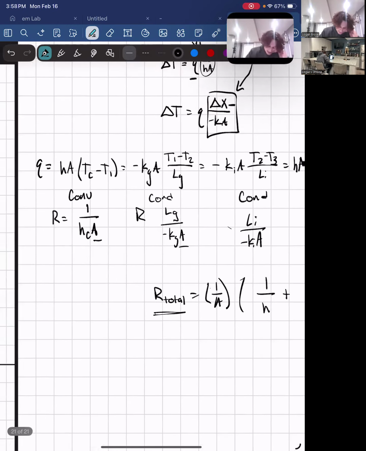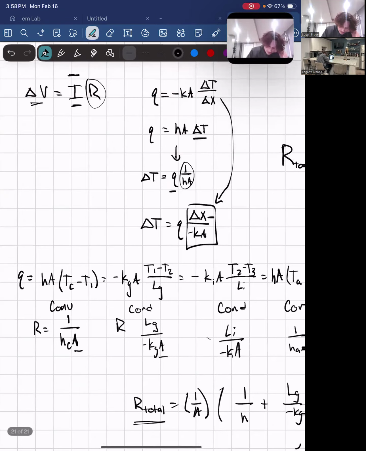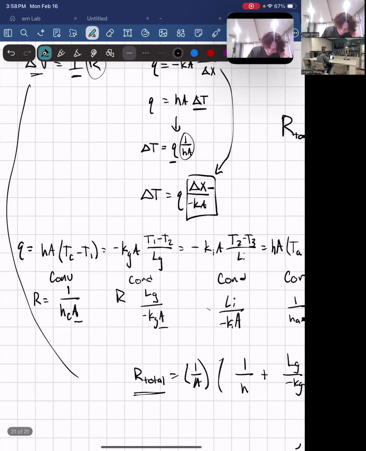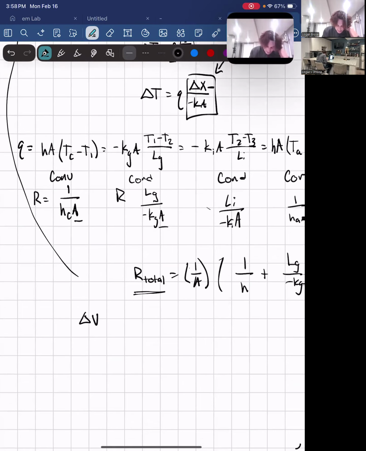And if you look back, we can put this as an overall equation. We know our delta V equals our IR. So overall, delta V is our T, so that would be our T from the coffee all the way to our T of the air. We know our I relates to the Q. So our Q total, which was our Q net, that's this up here. And then we have our R total.